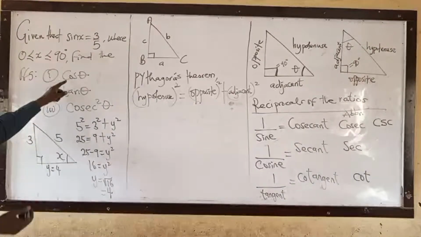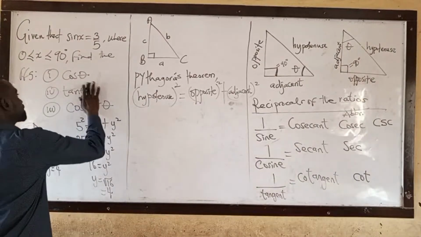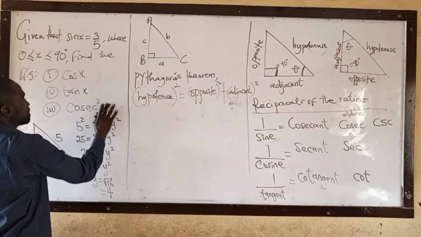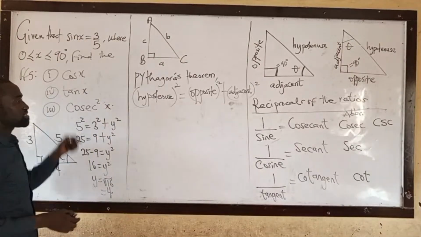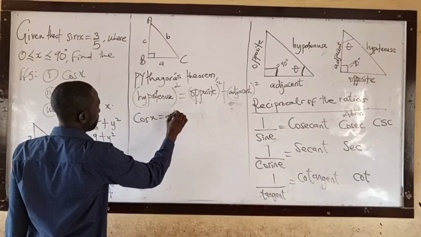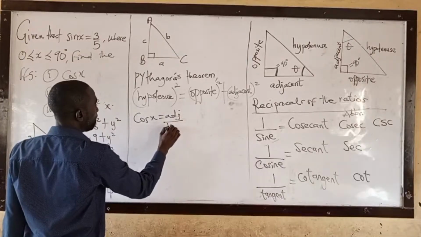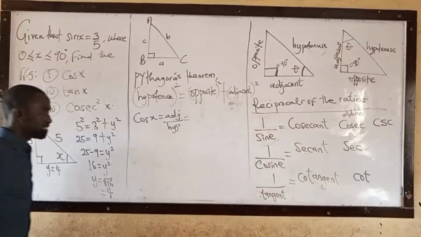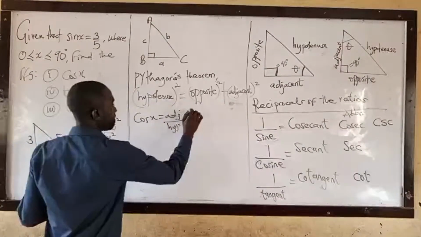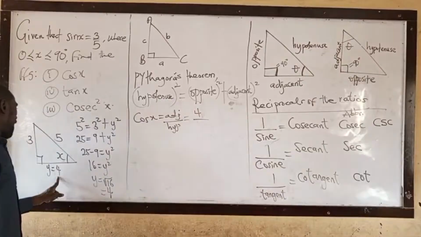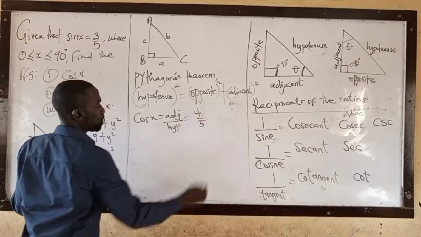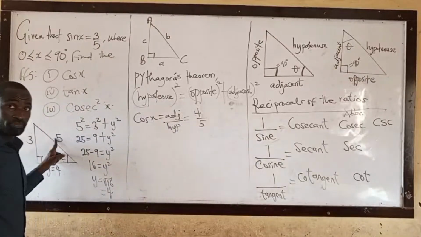So what else to find? Cos of theta. So now the angle is x. What is cos x? Cos equals adjacent all over hypotenuse, isn't it? That's how we define cos. Where is the adjacent? That will be 4. All over, where is the hypotenuse? That will be 5. So 4 over 5. Clear?